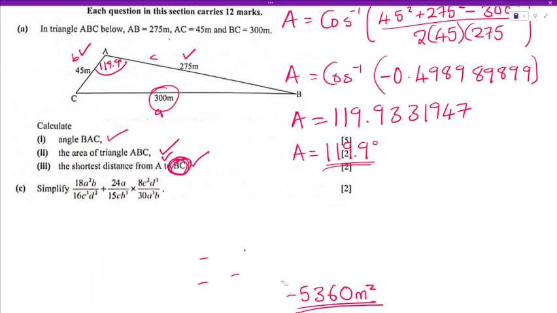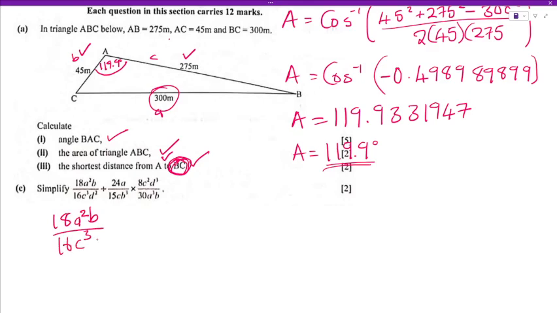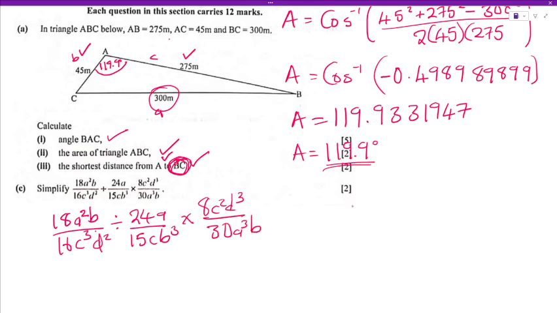Okay, we now go to the last question, which is very simple. We've looked at several of these questions. Simplify 18a squared b over 16c cubed d squared divided by 24a over 15c b cubed times 8c squared d cubed over 30a cubed b.